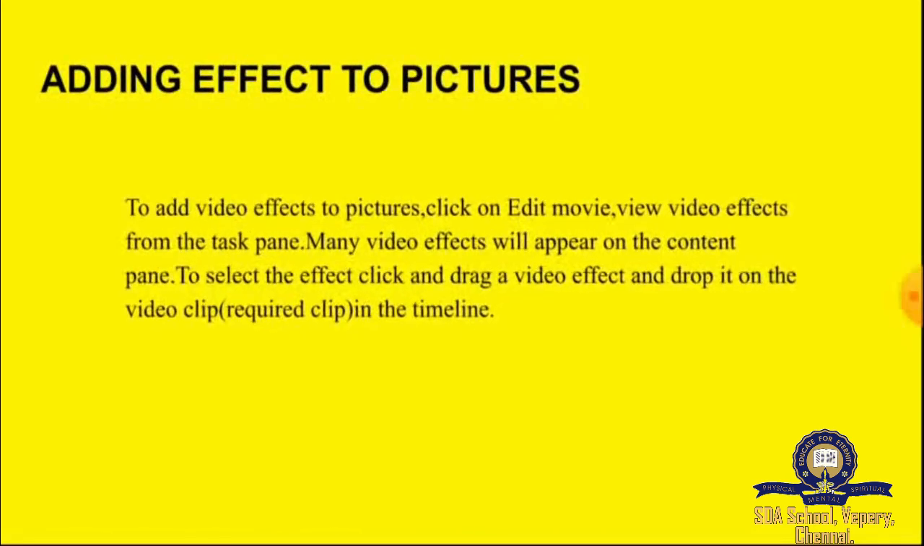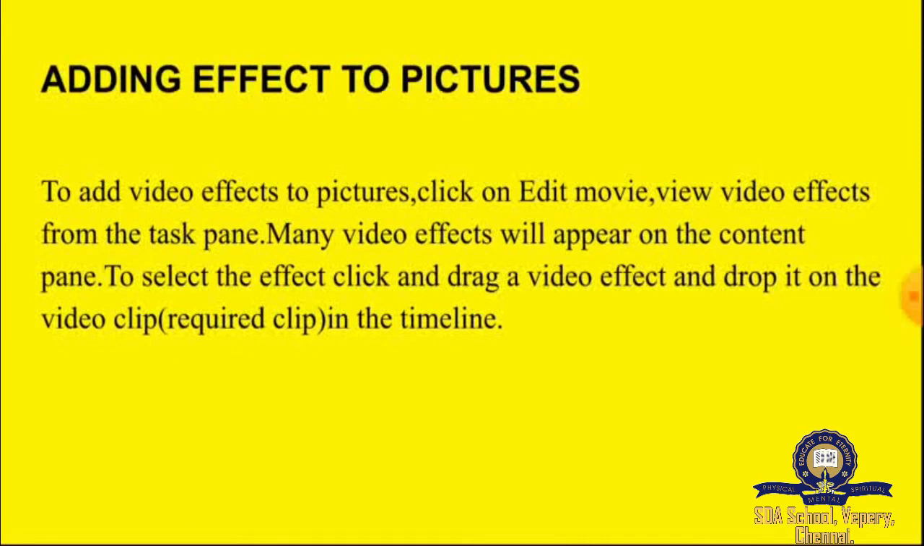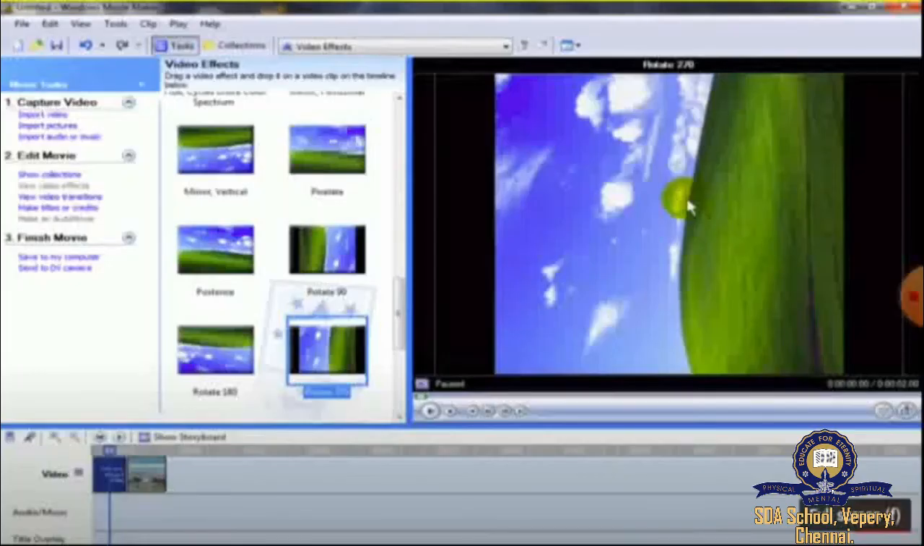Next is adding effects to pictures. To add effects to pictures, click on Edit Movie, View Video Effects from the task pane. Many video effects will appear in the content pane. To select the effect, click and drag a video effect and drop it on the video clip in the timeline. Can you see?